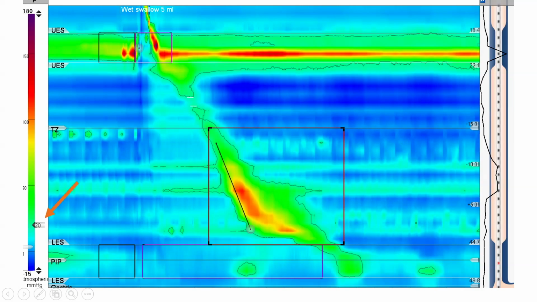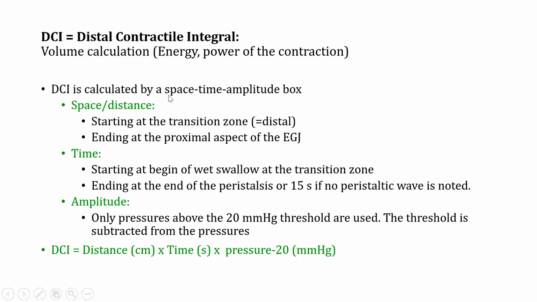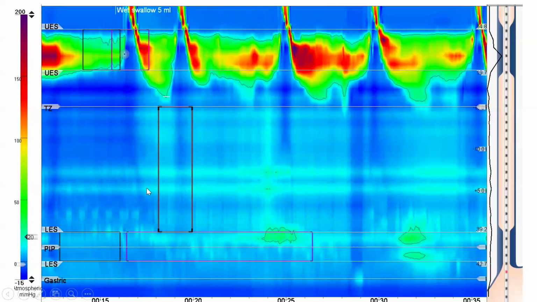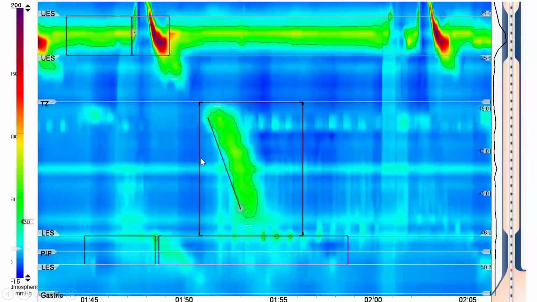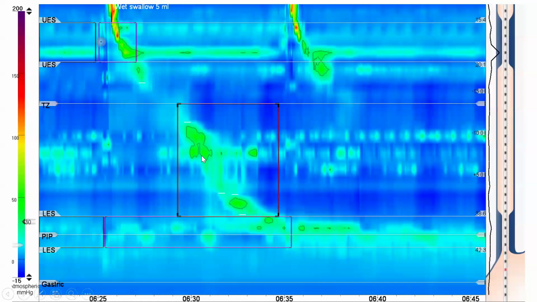Now this one again is absent contractility. There is no pressurization at all. We have to differentiate between failed peristalsis and absent contractility. In absent contractility, there is no pressurization at all. With failed peristalsis, the DCI will be below 100. This is absent contractility, and here you can see the difference. Here the esophagus tries to have some peristalsis, but it's very weak.